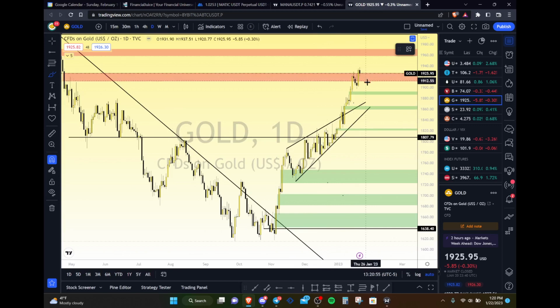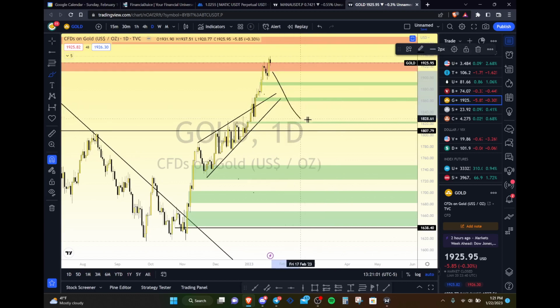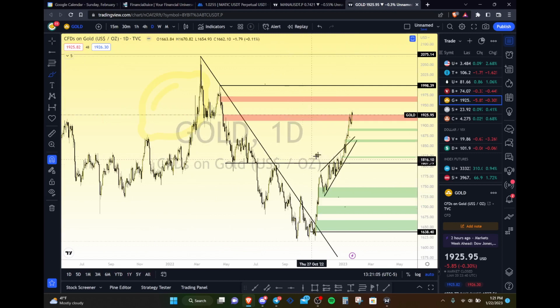So I do see if we do come back down, we have the levels to watch out for, and I do think these are just reload levels for an eventual continuation higher. All right, it may take a couple months, but gold looks absolutely fabulous.